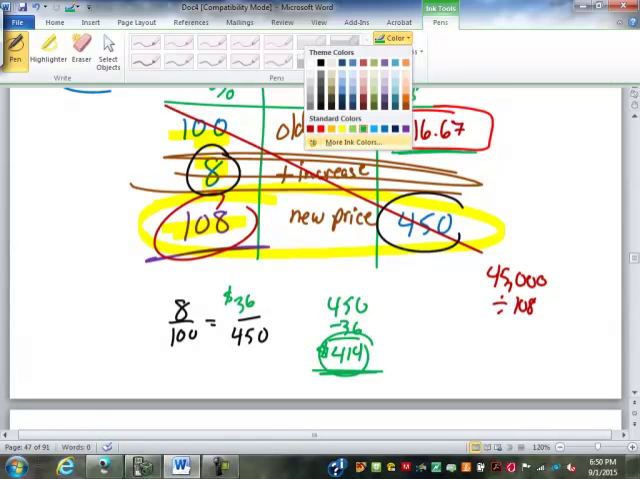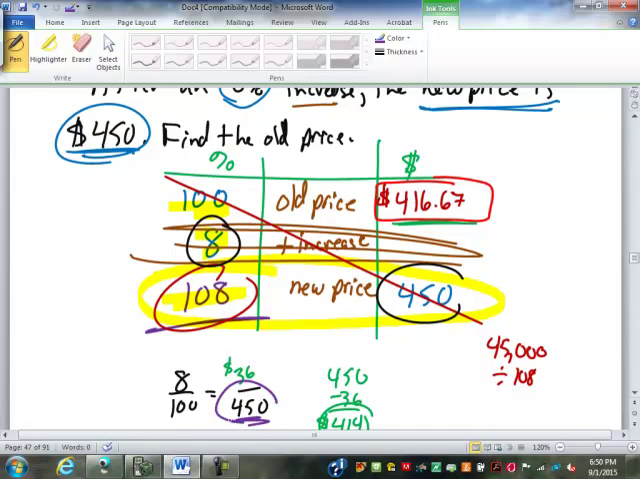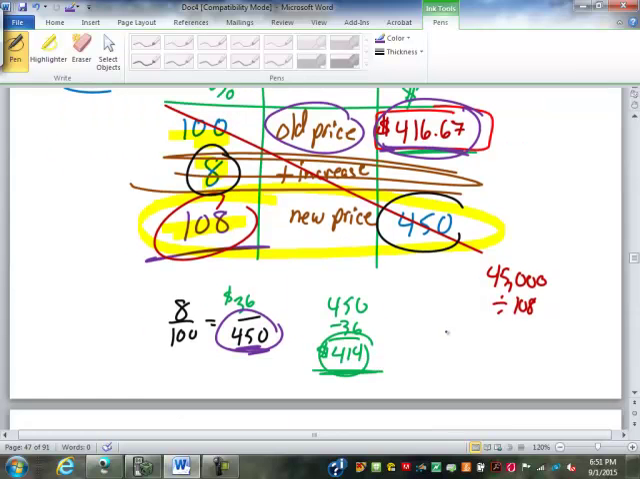Well, as I mentioned at the beginning, the 8% does not have a whole lot to do with the 450. The 8% is not based on the 450, it is based on the old price, which is the $416.67. If I found 8% of $416.67, if I cross multiply and divide there, I'm going to get $33.33. That is the amount that would take us up to 450.